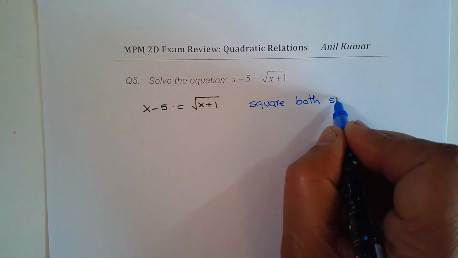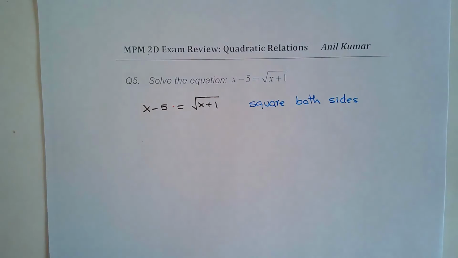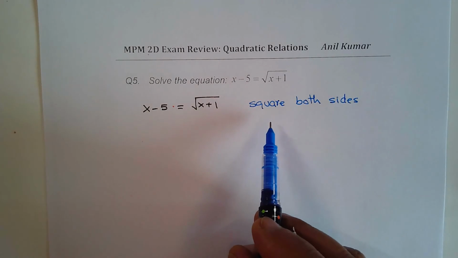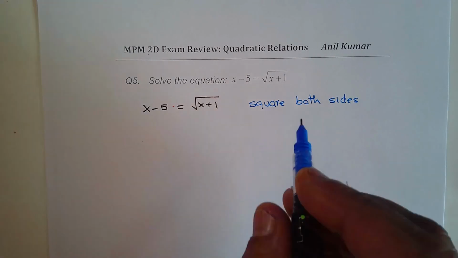Remember, whenever you square both sides, you actually create some errors at times. Since the square of a negative number becomes positive, you could expect some erroneous roots. So you have to check your solution, right? So remember to check your solution.